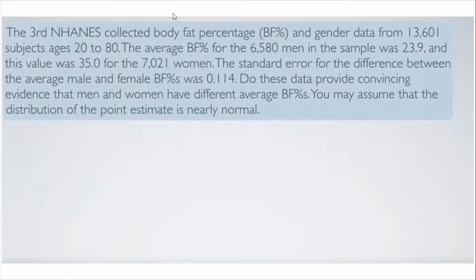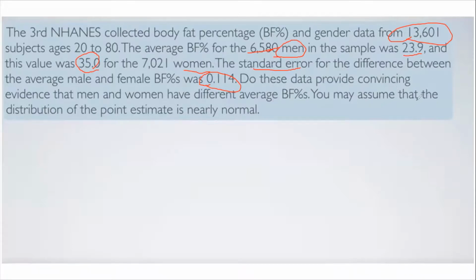Say we got this, NHANES collected body fat percentage data. So this is the percentage, and they got general data from 13,000 samples, which is a great number, age 20 to 80. The average body fat percentage for men is 23.9%, and this value is for women. So we got the proportion for men and the proportion for women, and we got a standard error for the difference. And the question is, do these provide convincing evidence that men and women have different average body fat percentages?